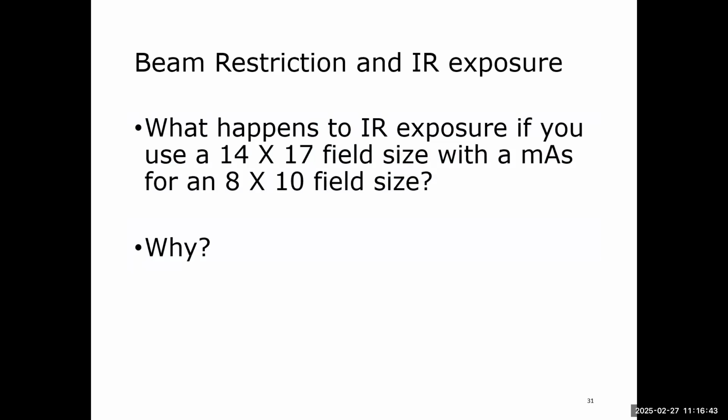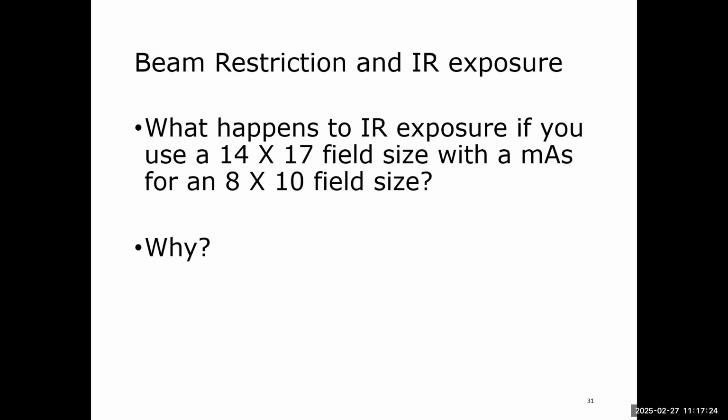All right, let's talk about beam restriction and IR exposure. So we know that the size of the collimated field does affect IR exposure. And so when we ask the question, what happens to IR exposure if you go from using a 14 by 17 field size with a particular mass down to an 8 by 10 field size? So let's say that we go from a 14 by 17 where we're doing a lumbar, and we go down to an 8 by 10 where we're just doing a spot, and we don't change our mass. What's going to happen to IR exposure? Is it going to go up or down?